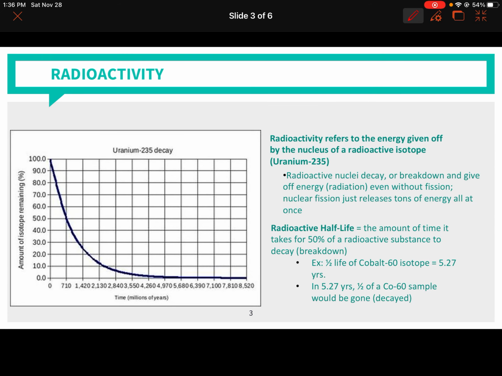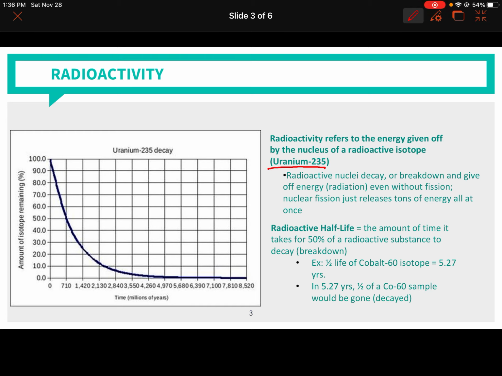So radioactivity is referring to the energy given off by the nucleus of a radioactive isotope. For the case of nuclear energy, we use uranium-235. Over time, the radioactive nuclei decay or break down and give off energy. So you don't need fission to do this. It's a natural process. But when we do fission, it happens all at once. So we get a lot of energy.